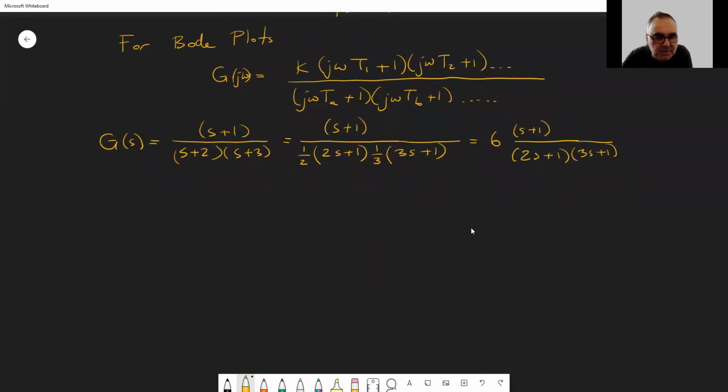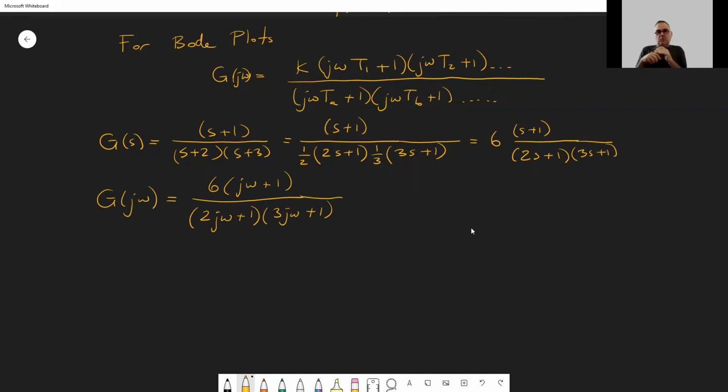We have to replace s by j omega. G of j omega is going to be 1 over 6 times j omega plus 1 over j omega plus 1, 3j omega plus 1. So this is the form we should convert our transfer function to. If you do that, then you can analyze the individual terms, find the individual Bode plots, and then add them.